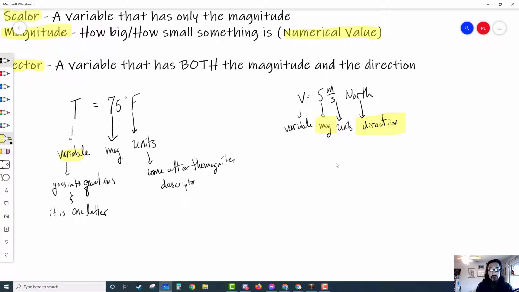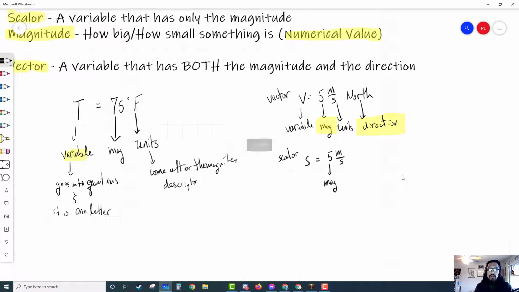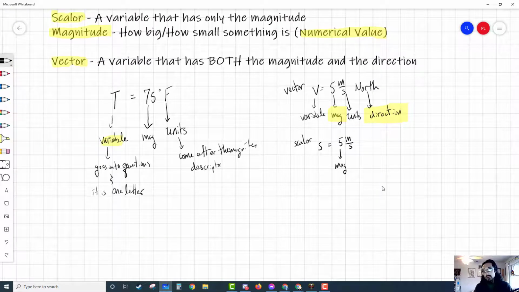Now let's compare that to something that is not a vector, but you can argue is very close to velocity, and that is speed. So s is the variable for speed, and we'll just use the same thing. We'll say 5 meters per second. So here, velocity is my vector, and speed is my scalar. Okay, and we know that this is my scalar because it has just magnitude. It doesn't have this direction.